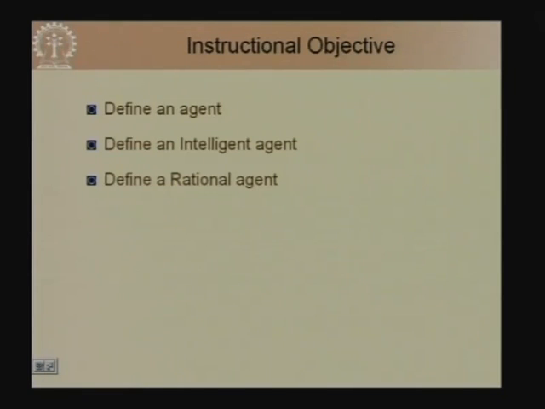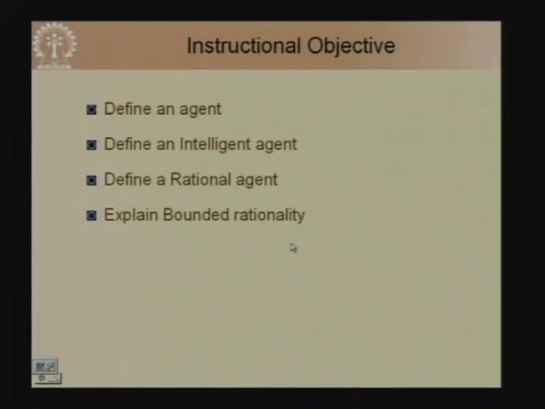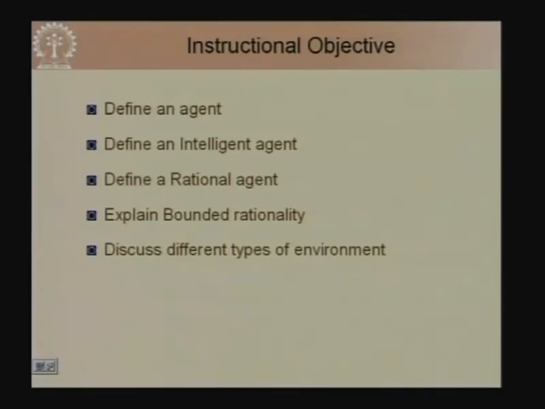In the last class, we talked about rationality. We will talk about what we mean by a rational agent. Then we will explain the concept of rationality, or the concept of bounded rationality, which we will deal with. We will discuss the different characteristics of the environment in which the agent operates, and we will explain different agent architectures.